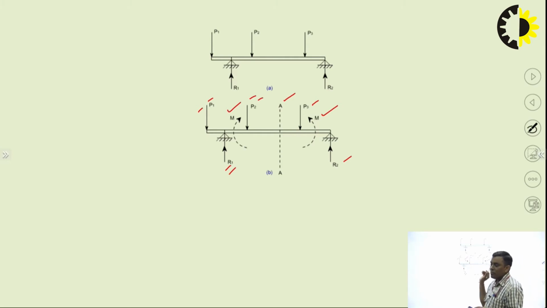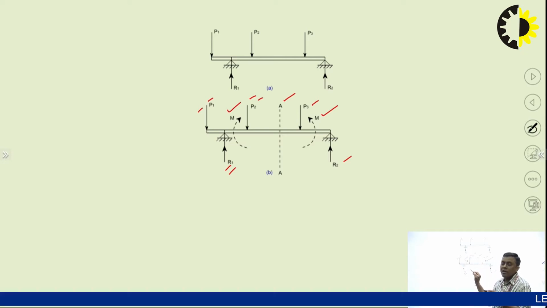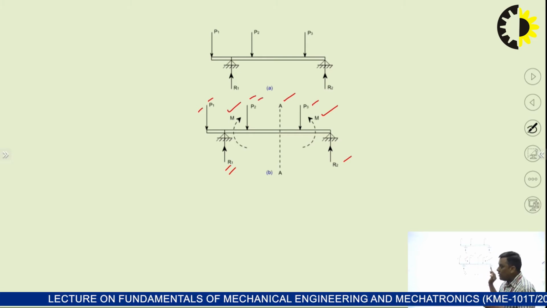So again, I am concluding the definition. Bending moment: internal resistive moment offered by beam material. Okay, that is what the bending moment is. Mathematically, it is equal to the algebraic sum of all the moments due to individual forces acting on either side of the section plane. This is what the bending moment is.